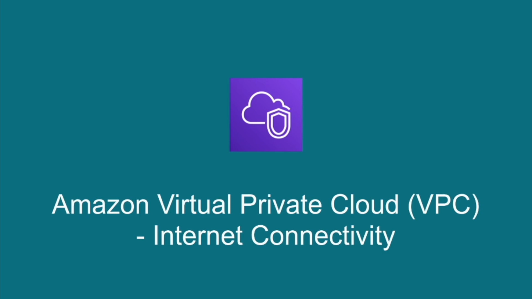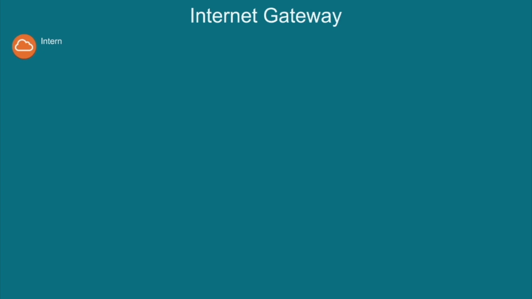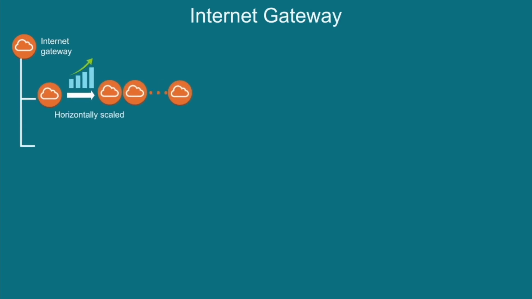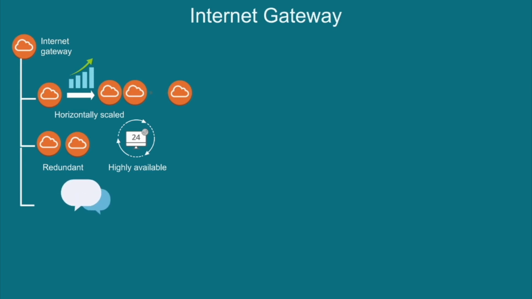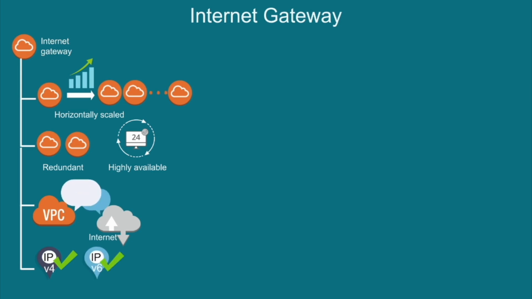Amazon Virtual Private Cloud, VPC Internet Connectivity. An Internet gateway is horizontally scaled, redundant, and highly available by default. It allows communication between your VPC and the Internet. Internet Gateway supports both IPv4 and IPv6 traffic.